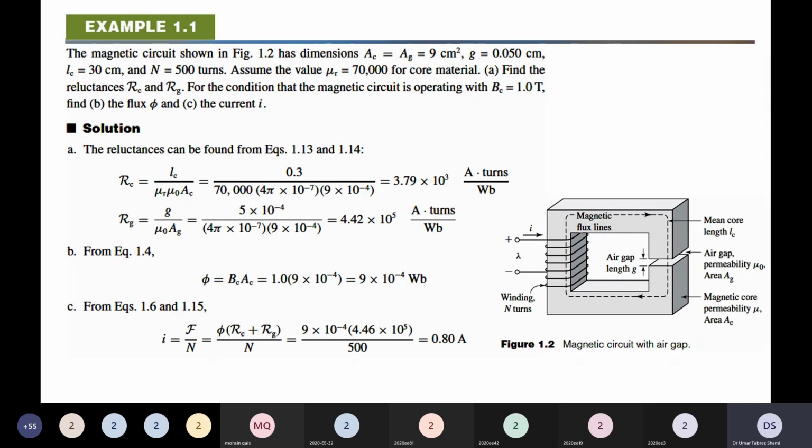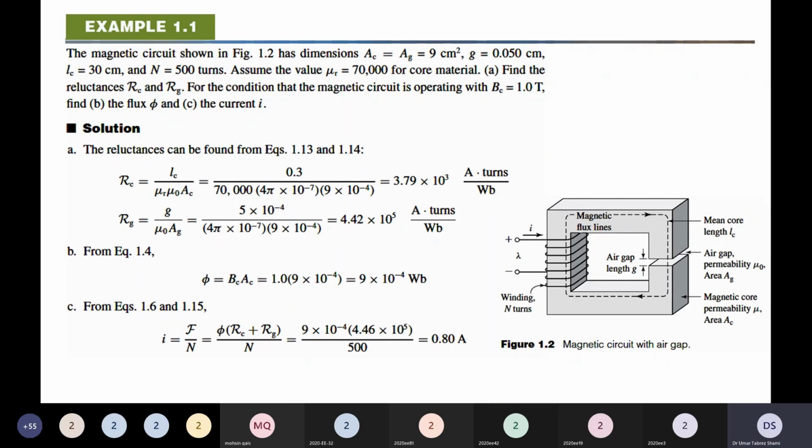Okay. So example number 1.1 statement is very simple. The magnetic circuit shown in figure 1.2 has dimensions AC equal to AG equal to 9 centimeter square. G, which is the air gap length, is 0.05 centimeter. The effective core length is 30 centimeter and N is equal to 50 turns. Assume the value of mu R is 70,000 for the core material. So this core material has a relative permeability of 70,000.